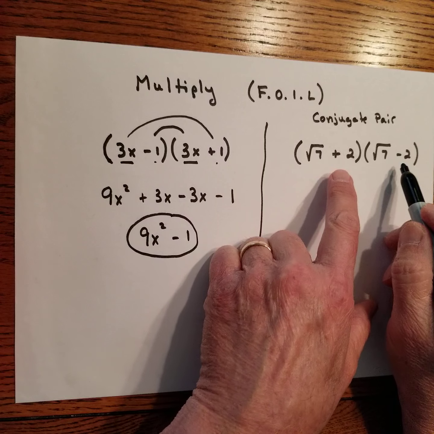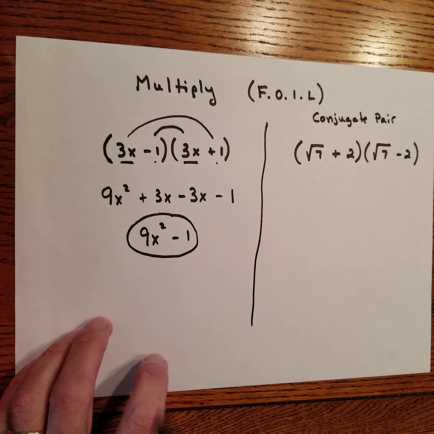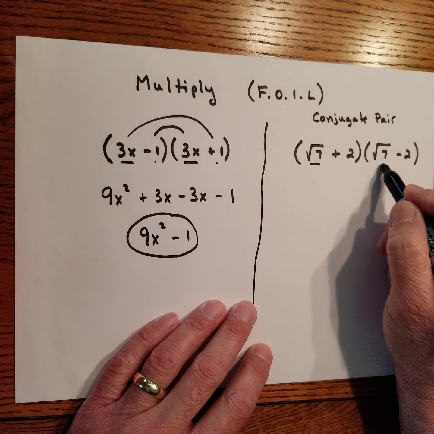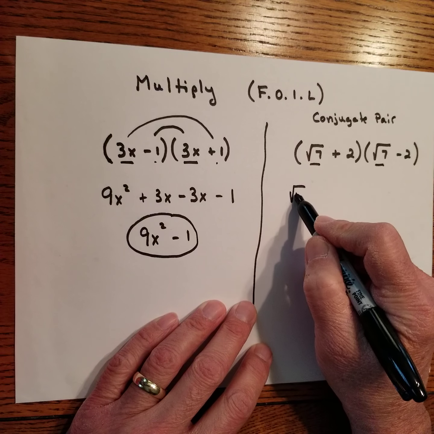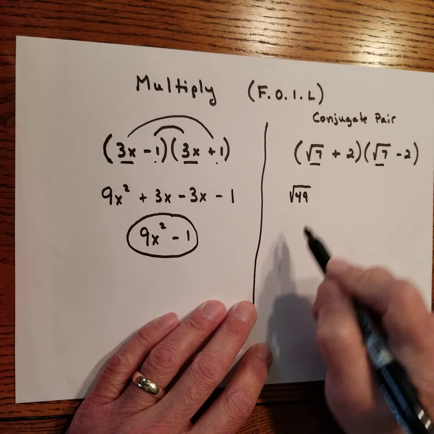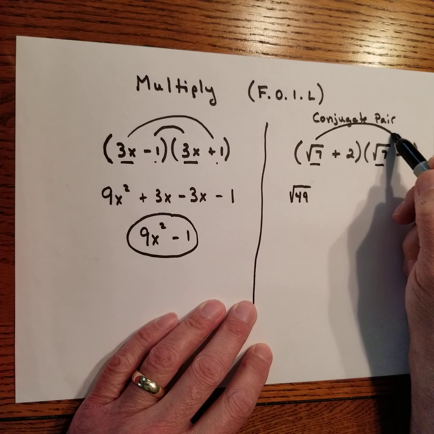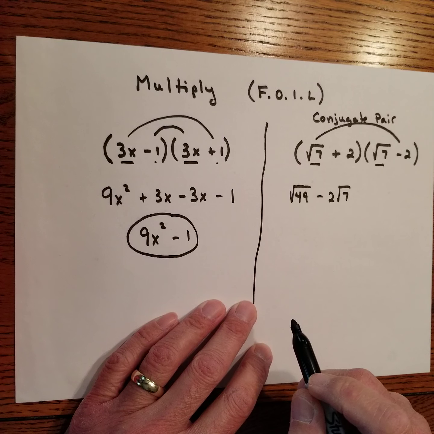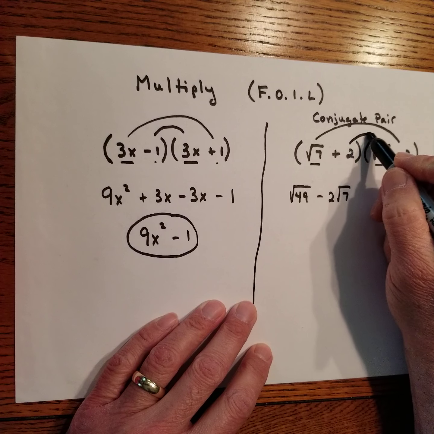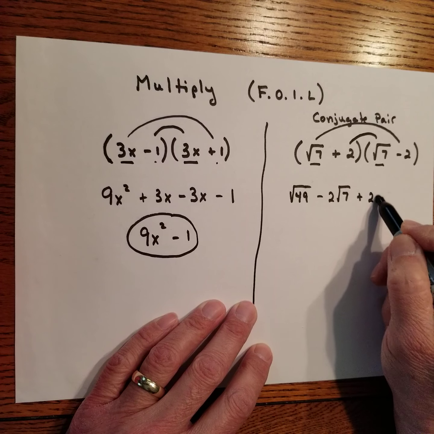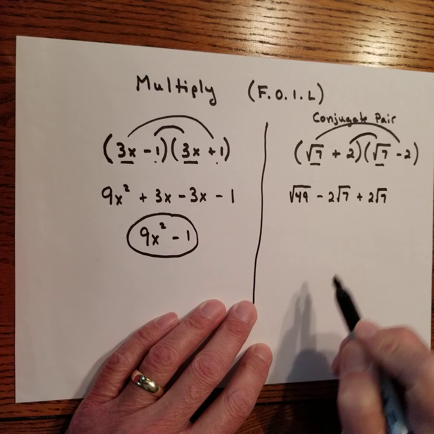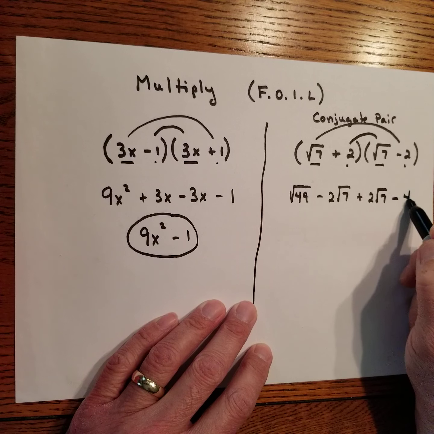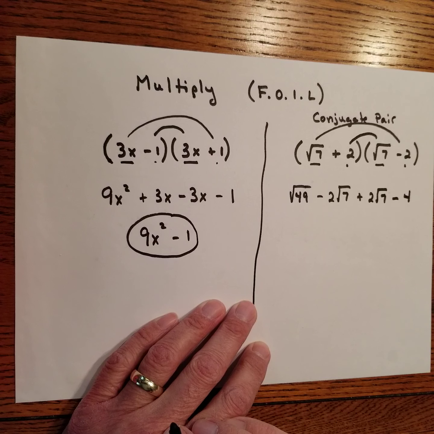So we know when we FOIL these that the outers and the inners are going to add up to 0. Let's try it. We'll multiply the firsts. Square root 49. When I multiply the outers, that's negative 2 square root 7. When I multiply the inners, that's positive 2 square root 7. And multiply the lasts, that's a positive times a negative is a negative. Let's simplify.